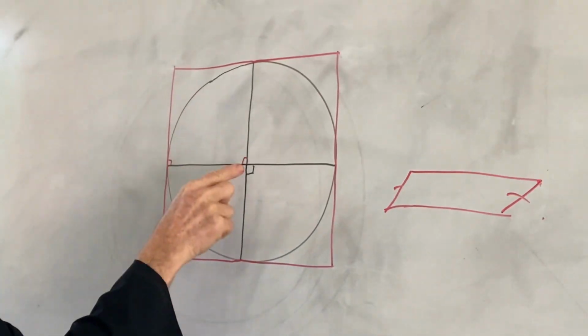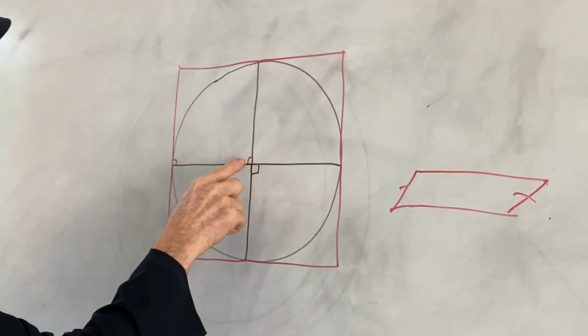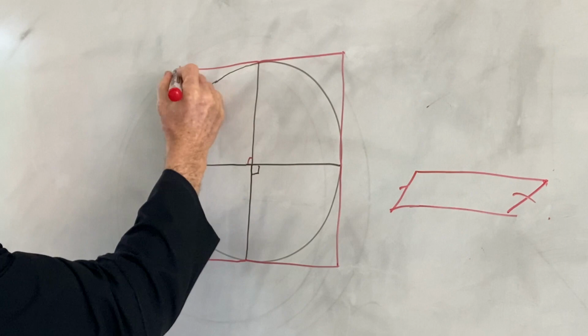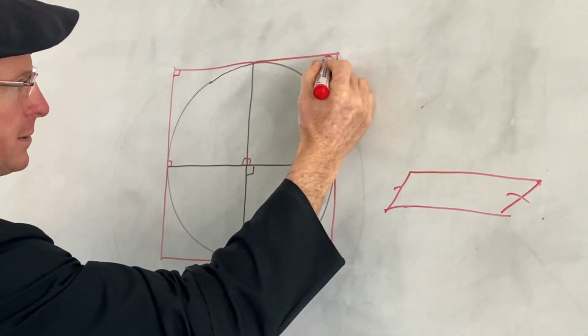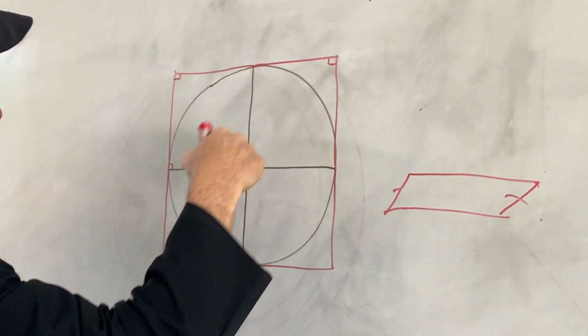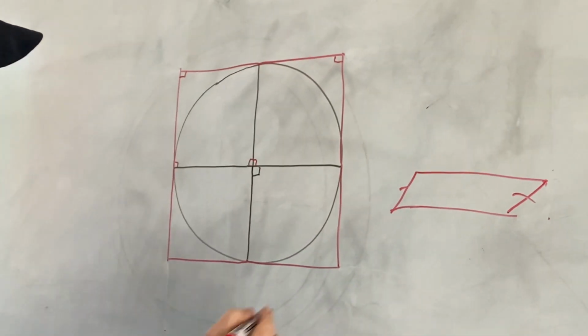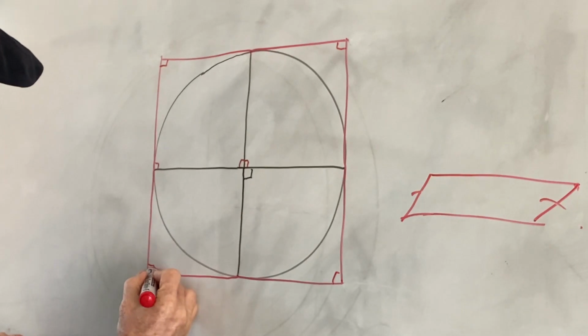Parallelogram, opposite sides and angles of a parallelogram are equal. This was made a right angle. Therefore, this being equal to this is a right angle as well. Likewise, this being equal to this, and this being a right angle, this is a right angle. Likewise, this is a right angle. Likewise, this is a right angle.